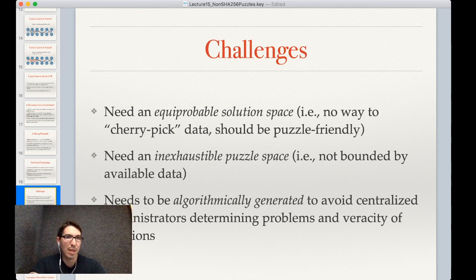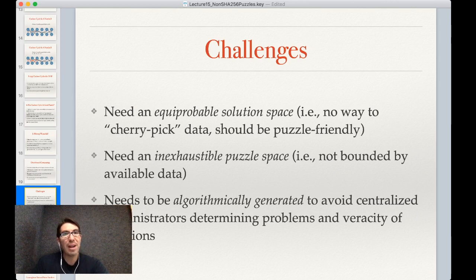In other words, it should be puzzle friendly. We need an inexhaustible puzzle space. This doesn't technically mean infinite, but we do need to make sure that we're not bounded by the data that's out there. So we can't have, with SETI for instance, a radio telescope go offline. Let's say they're getting data from the Arecibo radio telescope and it goes offline. Does that mean that our proof of work cannot proceed?